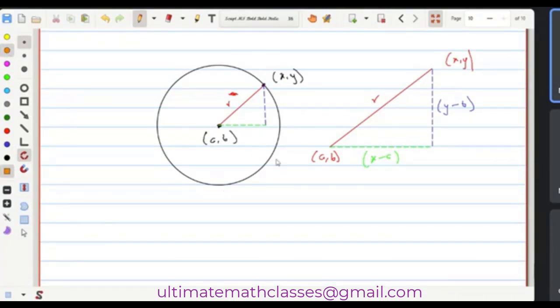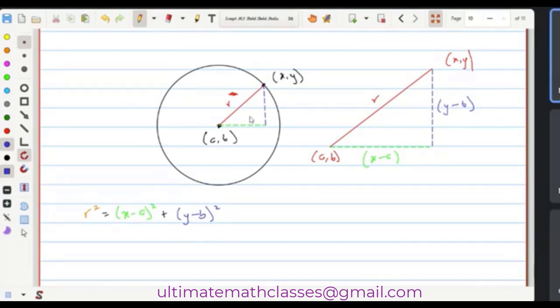So I can say that the relationship over there is going to be r squared is equal to x minus a squared plus y minus b squared. Are you okay with that one?